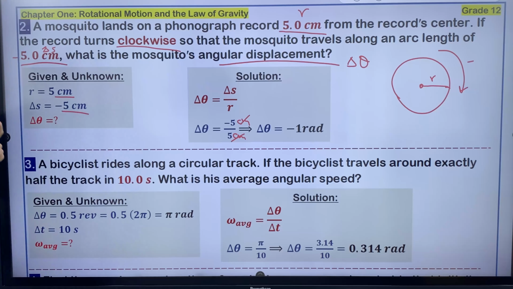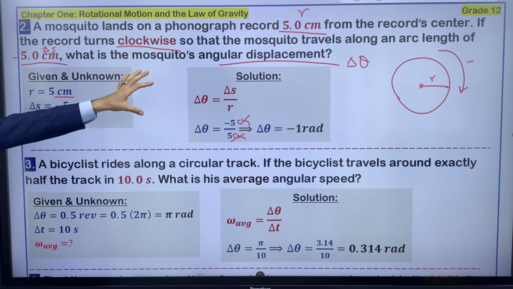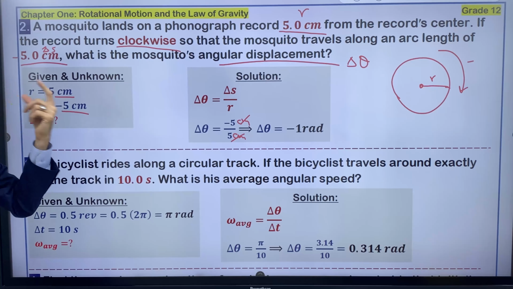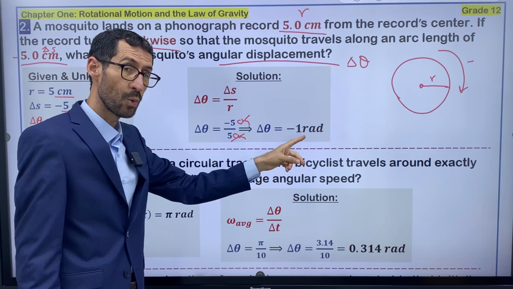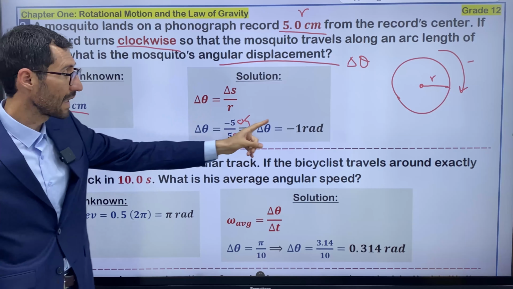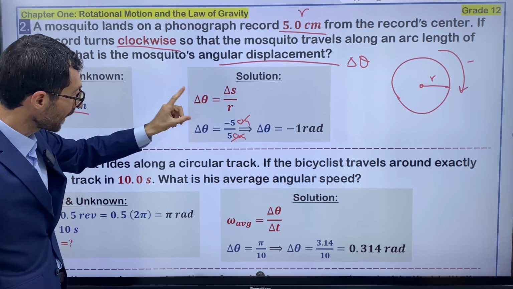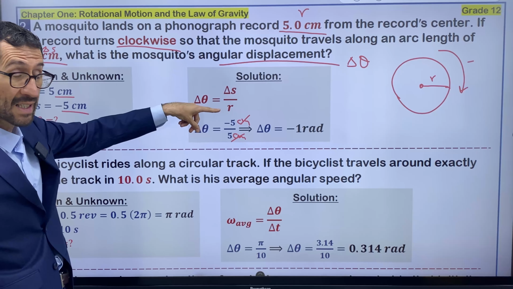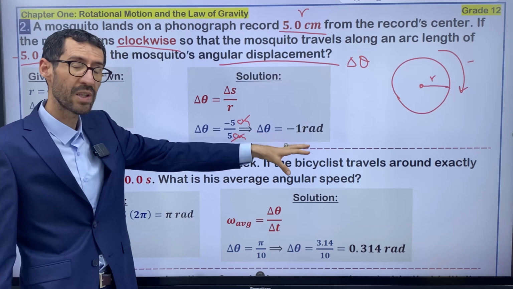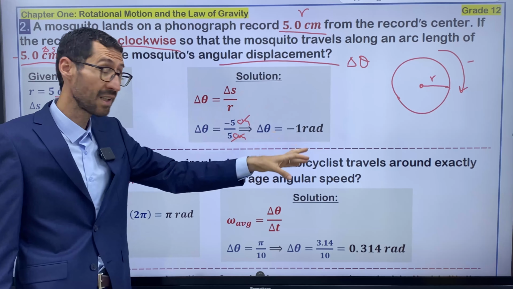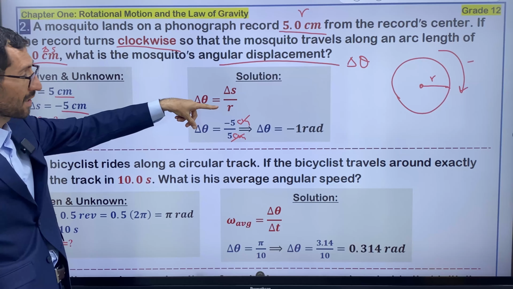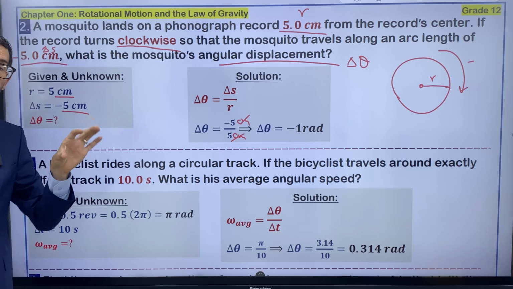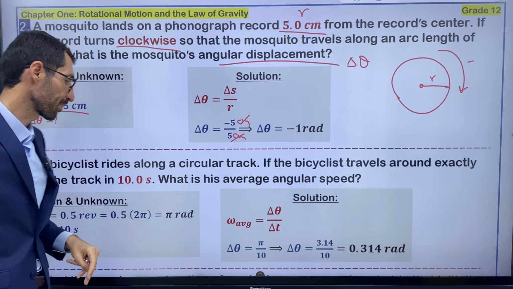That's it. And in this question, actually, we can conclude, what's the meaning of 1 rad? It means 1 rad is an angle whose arc length, look here, equals its radius. So 1 radian is an angle whose arc length equals its radius. 5 is equal to 5. So this is a mathematical proof of the definition of 1 rad.